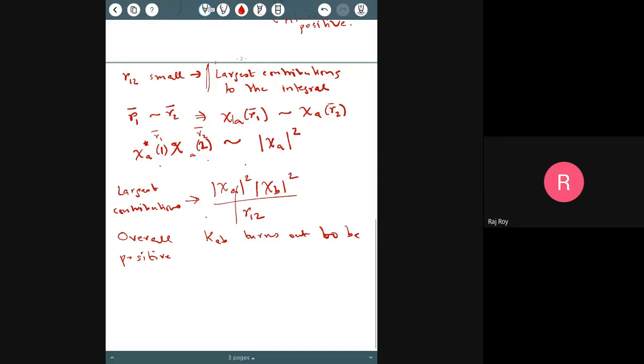Okay, so that is about this. Now we will try and go from spin orbitals to spatial orbitals.